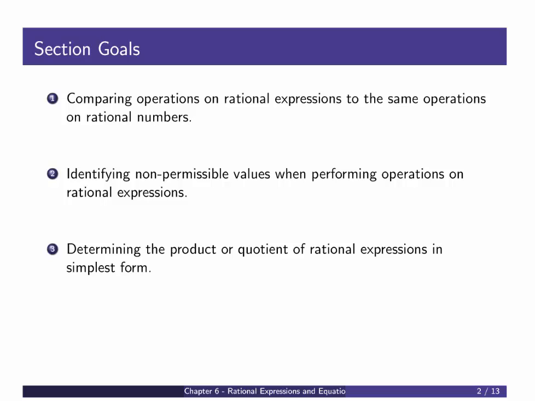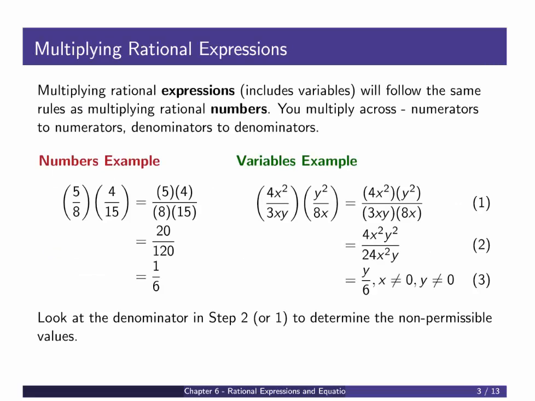We're not going to forget about non-permissible values. We're still going to deal with these, but we're going to start with multiplication. Now here is a nice little slide that's going to compare multiplying with fractions, expressed in rational numbers, that would be this one, and variables. Same procedure. Basically, you multiply numerators to numerators, denominators to denominators. So you kind of treat it like two separate questions.